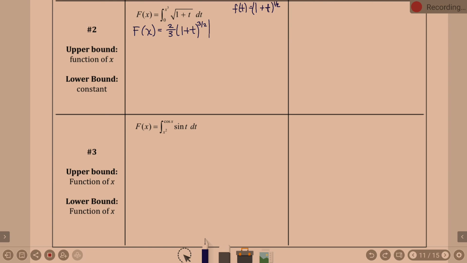evaluated from 0 to x cubed. Do some plugging in. Plug in x cubed first. So 2/3 times 1 plus x cubed to the 3/2, minus 2/3 times 1 plus 0 to the 3/2.